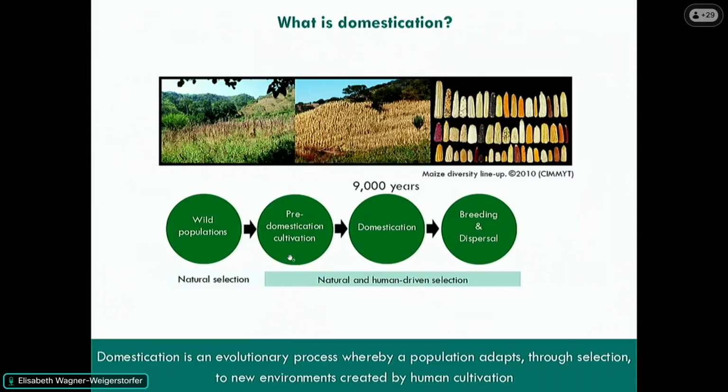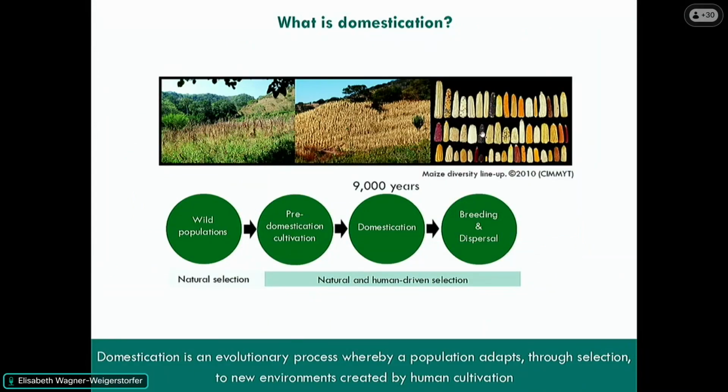And they acquired a number of traits to produce these traditional land races that you can see in the middle picture. So on the left, you have a wild teosinte population, and in the middle, a traditional land race. And after this domestication, the crop is bred and dispersed out of the center of origin, producing a broad range of traditional land races, where you can see an illustration of some of them here. And basically, those three last steps, cultivation, domestication, breeding, and dispersal, occurred under both natural and human-driven selection.